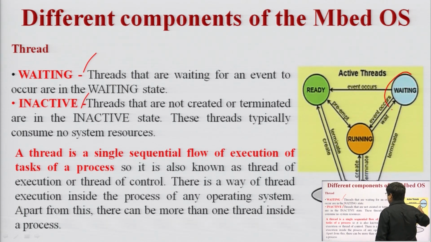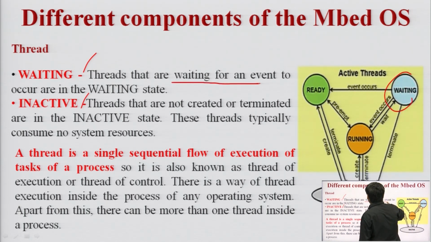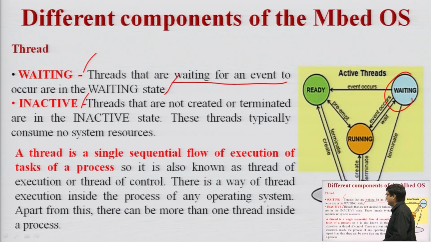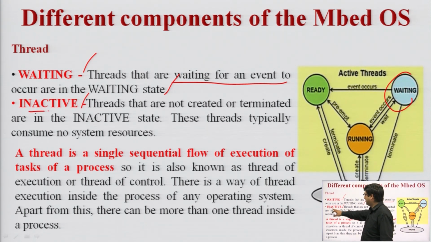So, waiting state means threads are waiting for an event to occur. Okay. For example, in the ignition of the car, the waiting state should be to run the vehicle, to ignite and accelerate the vehicle. Inactive state means doing nothing, we are in the idle state, okay.